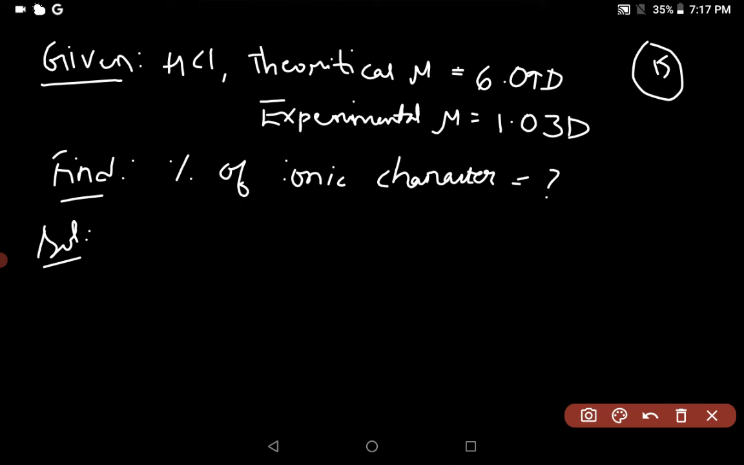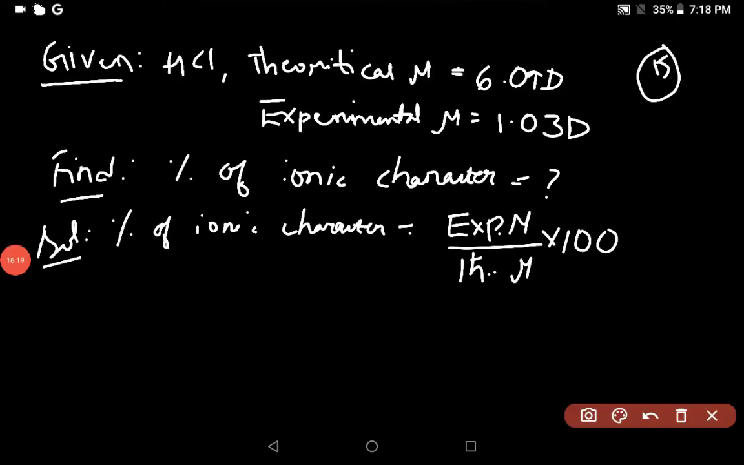First we need to write the formula for this. Now what is ionic character? I will write the formula for percentage of ionic character first, and then we will start the process. This is the formula for finding percentage of ionic character, which we have also done just now in the MCQ bits. Percentage of ionic character is equal to the experimental value of dipole moment divided by the theoretical value of dipole moment, into 100. So this is the formula.